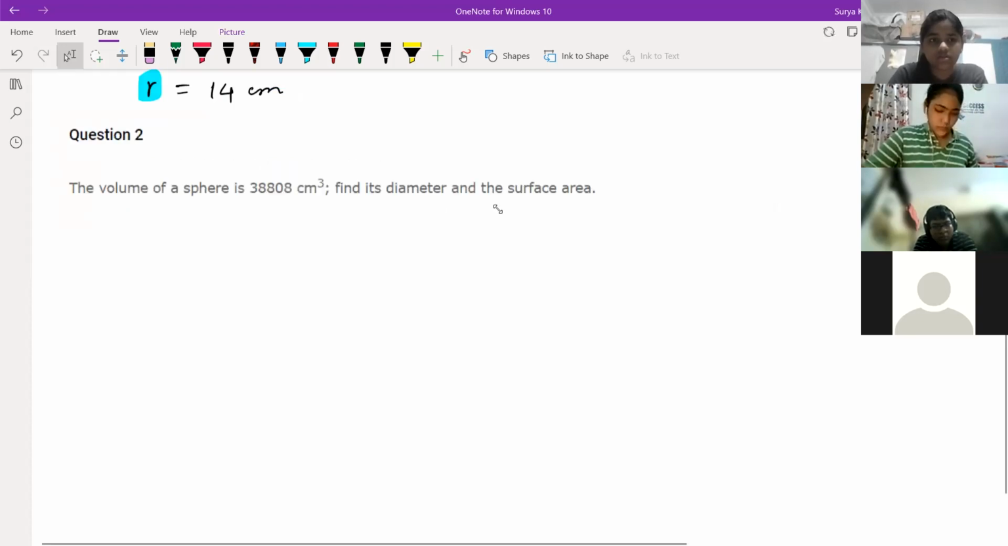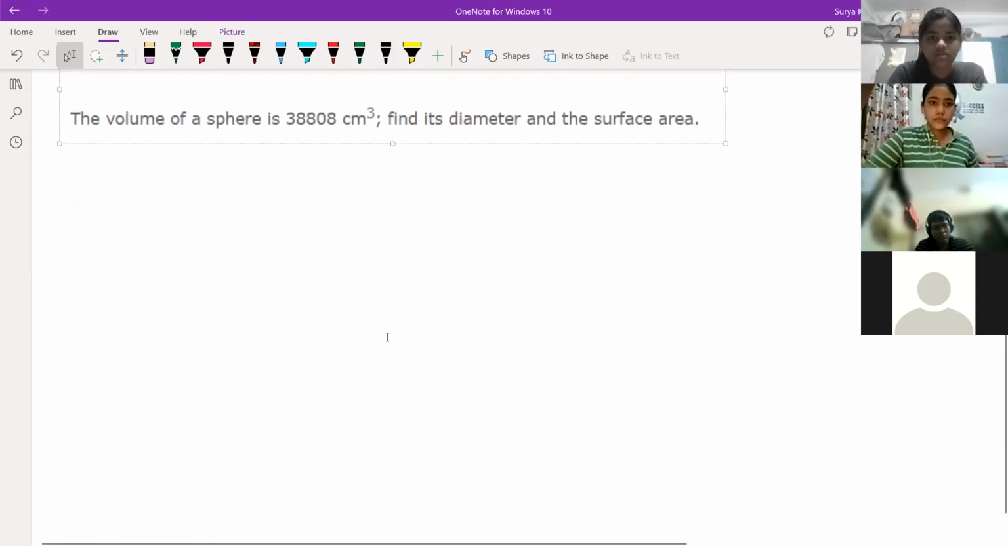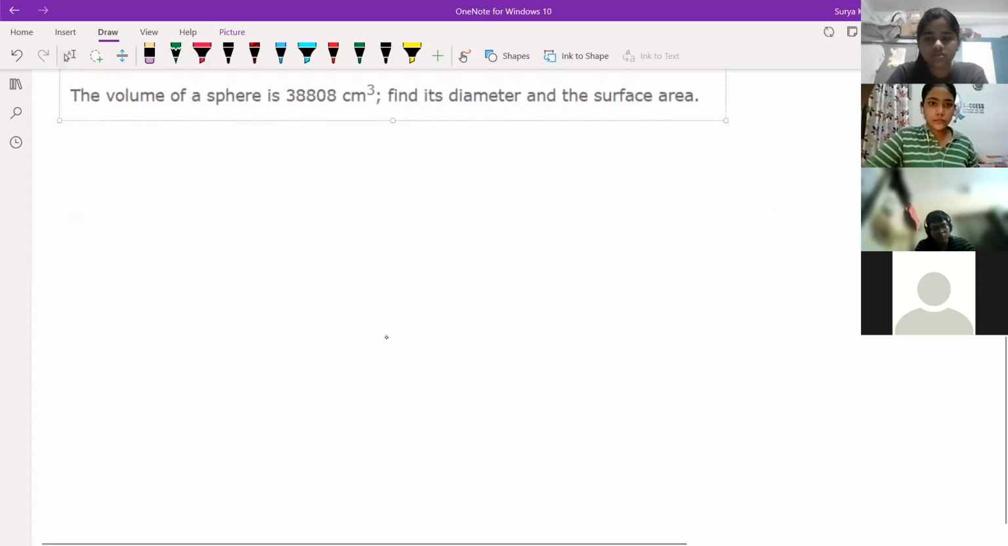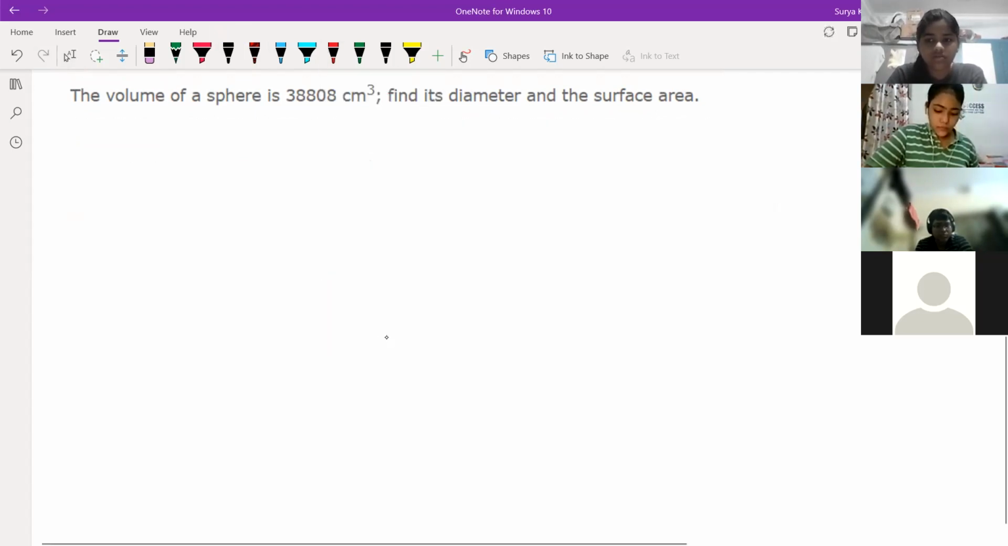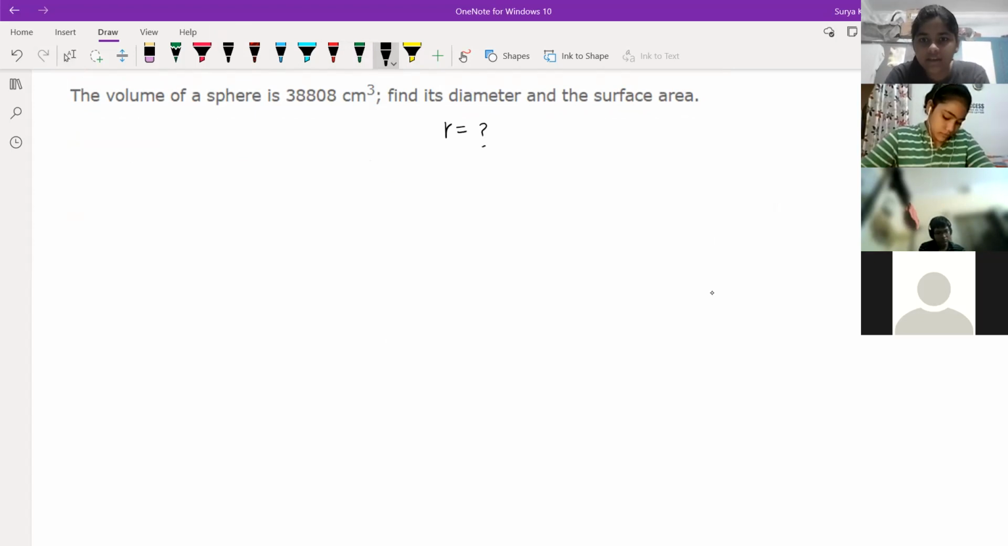Volume of the sphere is 38808 centimeter cube. Find its diameter and surface area. You have to find diameter, so all of you try once. Finding the diameter means you have to find the radius. Surface area means 4 pi r square. If you know the radius, we can find everything. So how to find the radius? This is the hint for us.